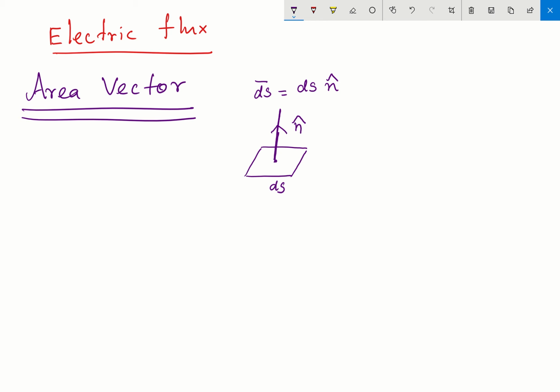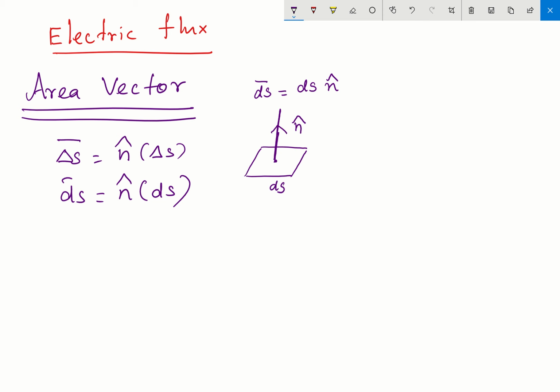Hope you are following. Therefore this is very important. The area vector at a point on a closed surface can be written as delta s equal to n delta s, or ds equal to n ds. Therefore this is what is called area vector. Is it clear? Now you know what is the area vector. Now we will go to what is called electric flux.